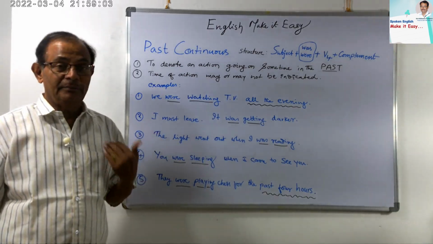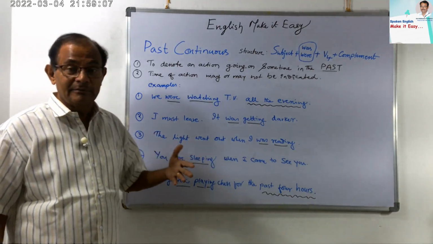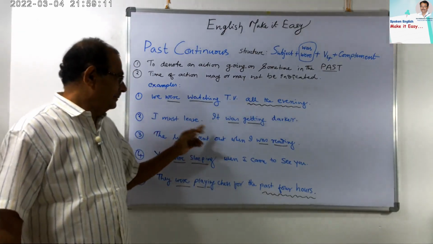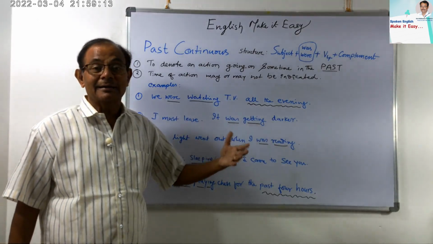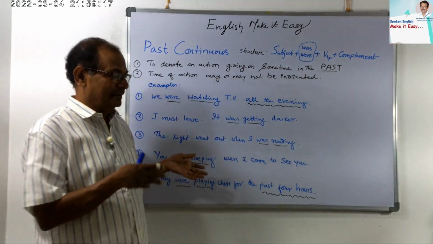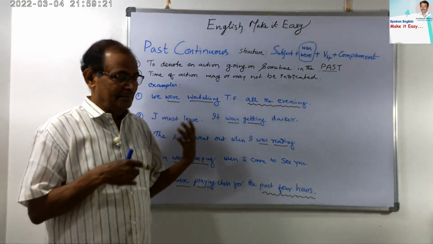So my friend immediately stood up and told me, I must leave. What? Why should he leave? I must leave. It was getting darker, because he has some minor eye problem. He cannot drive in darkness.